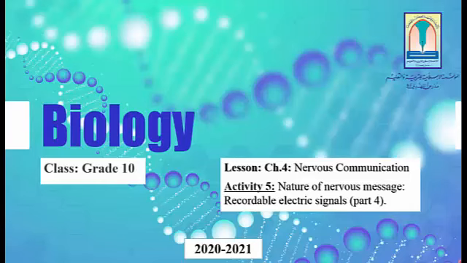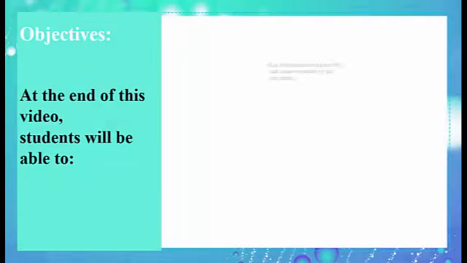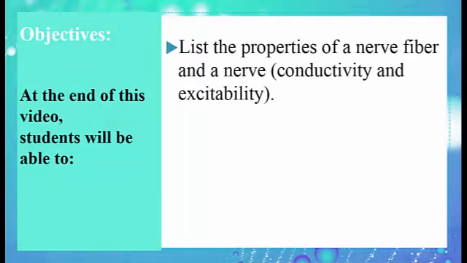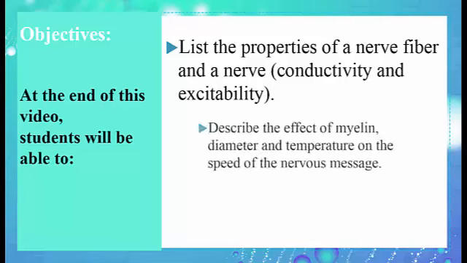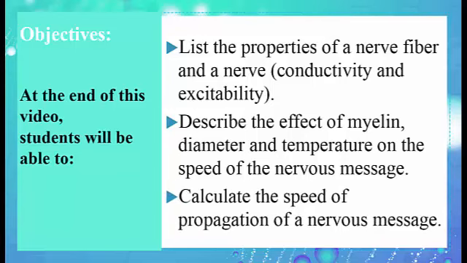Good morning, dear students. Today we have to continue the last part of activity 5 about the nature of nervous message, recordable electric signals. At the end of this video, you will be able to list the properties of a nerve fiber and a nerve, to describe the effect of myelin, diameter and temperature on the speed of the nervous message, and to calculate the speed of propagation of a nervous message.